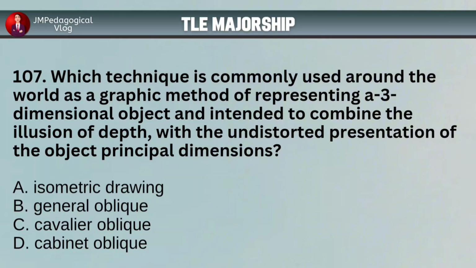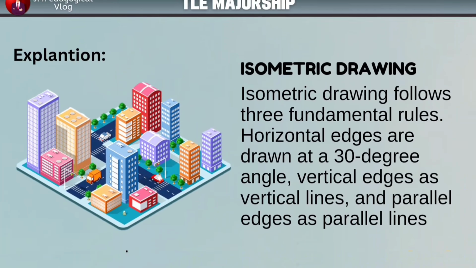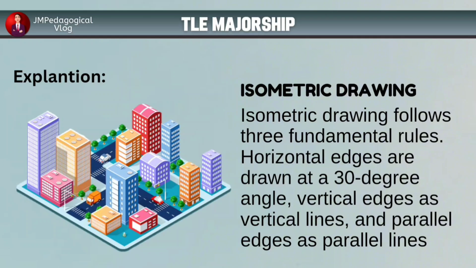107. Which technique is commonly used around the world as a graphic method of representing a three-dimensional object, and intended to combine the illusion of depth with the undistorted presentation of the object principal dimensions? A. Isometric drawing, B. General oblique, C. Cavalier oblique, D. Cabinet oblique. A. Isometric drawing. Explanation. Isometric drawing follows three fundamental rules. Horizontal edges are drawn at a 30-degree angle, vertical edges as vertical lines, and parallel edges as parallel lines.